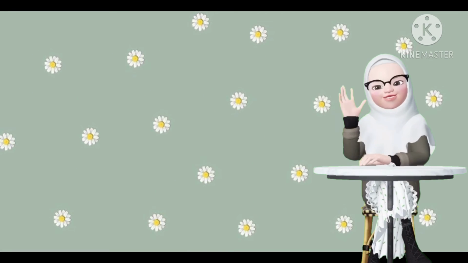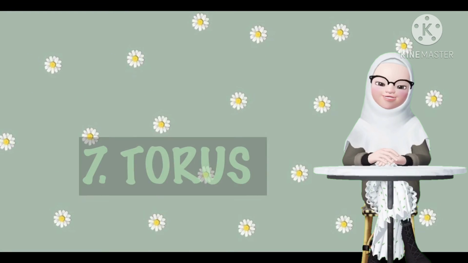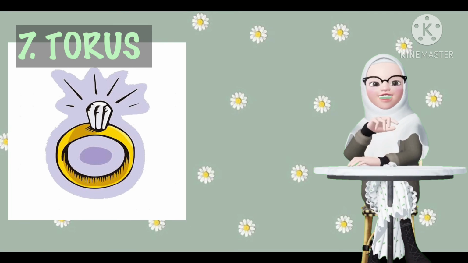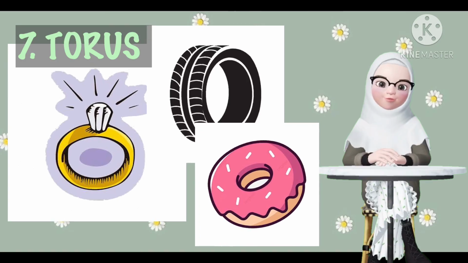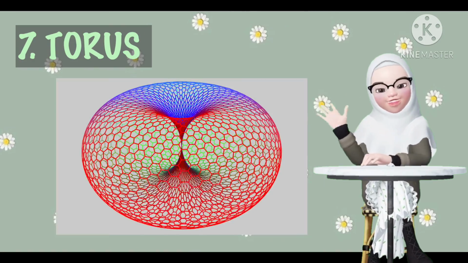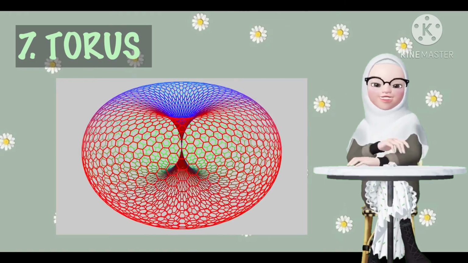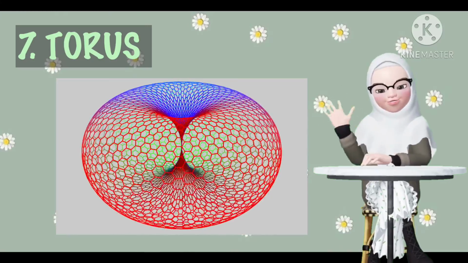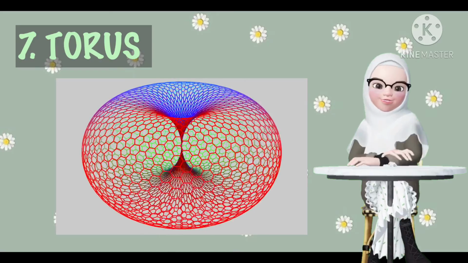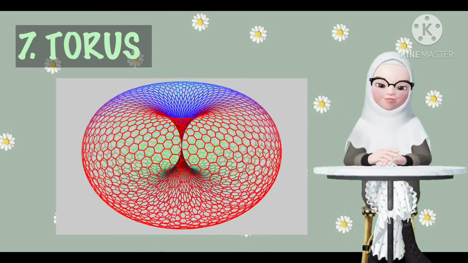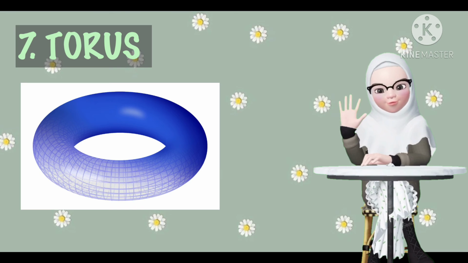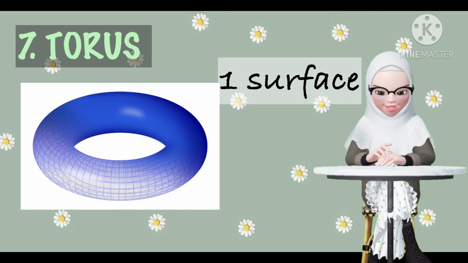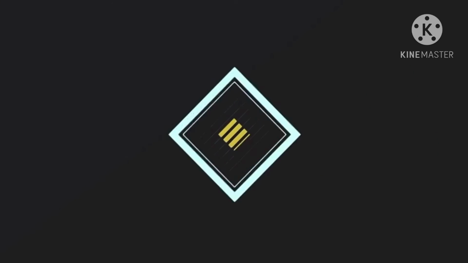The last shape of three-dimensional is the torus. A torus is shaped like a ring, a tire, or a donut. A torus is formed by revolving a smaller circle around a larger circle. There are also more complex forms of tori. A torus has only one surface. It doesn't have edges or vertices.